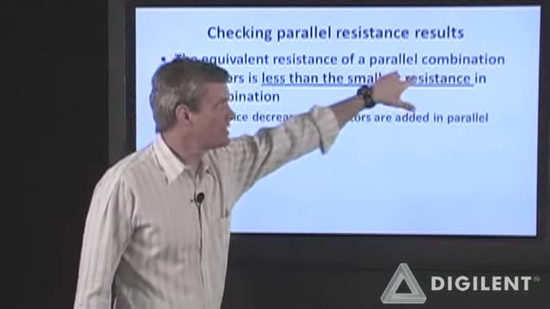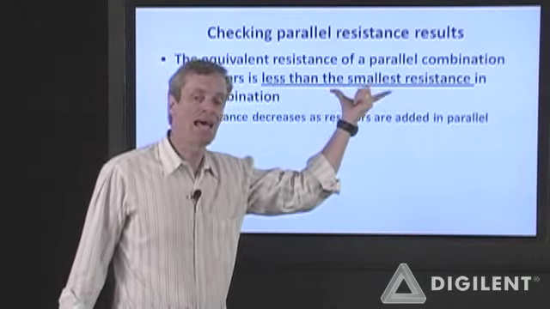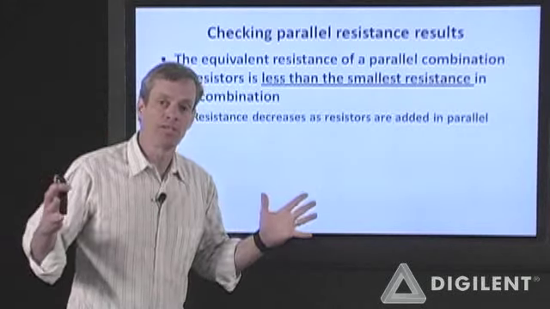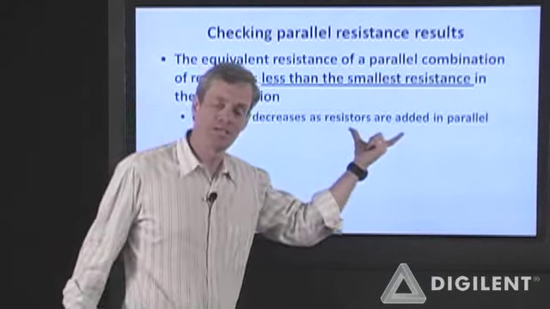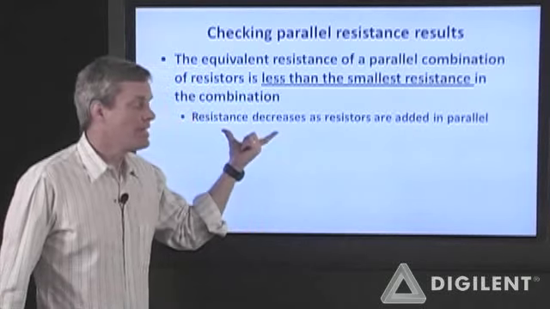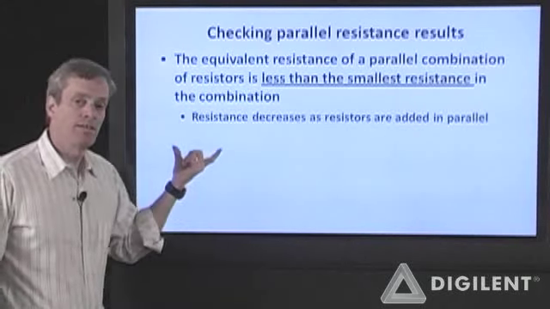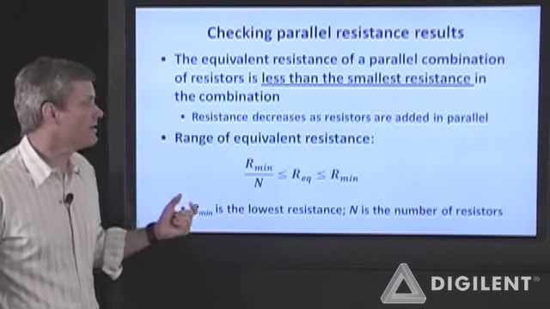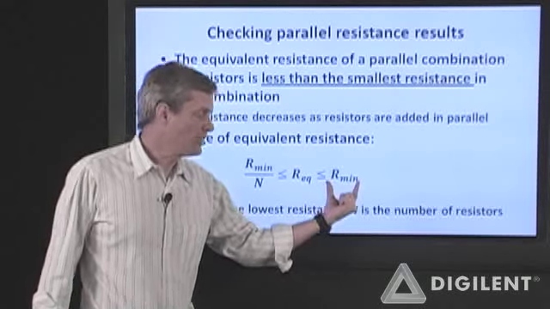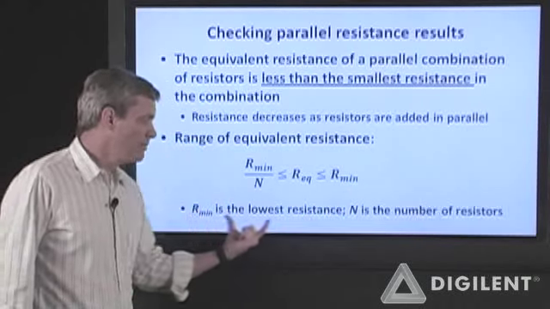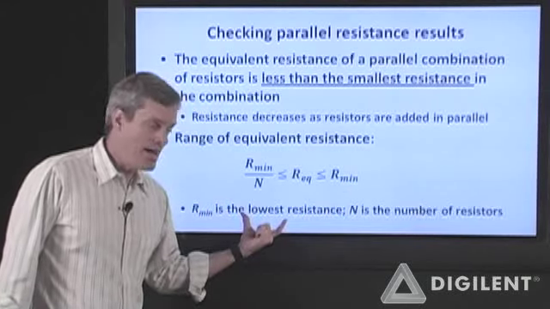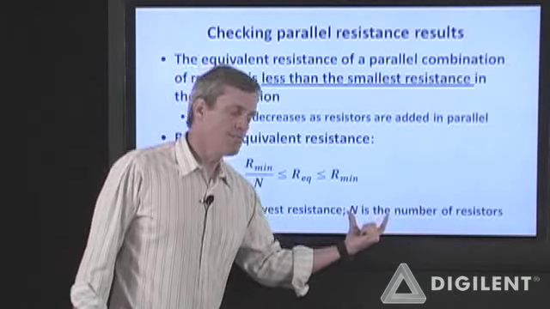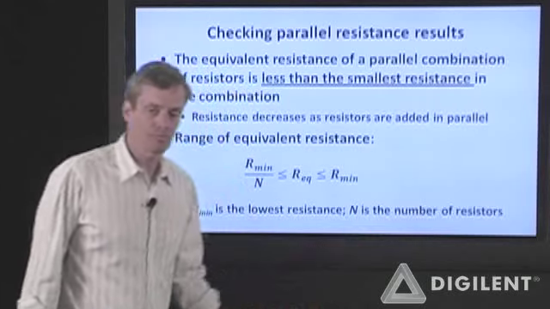The equivalent resistance of a parallel combination is going to be less than the smallest resistance in that combination. As I combine resistors in parallel, the overall resistance of that parallel network goes down. In fact, it lies between a fairly wide range, but it gives you an option for checking things. The equivalent resistance is going to be less than the minimum resistance, or the lowest resistance in the network, but it will be greater than or equal to that lowest resistance divided by the total number of resistors.